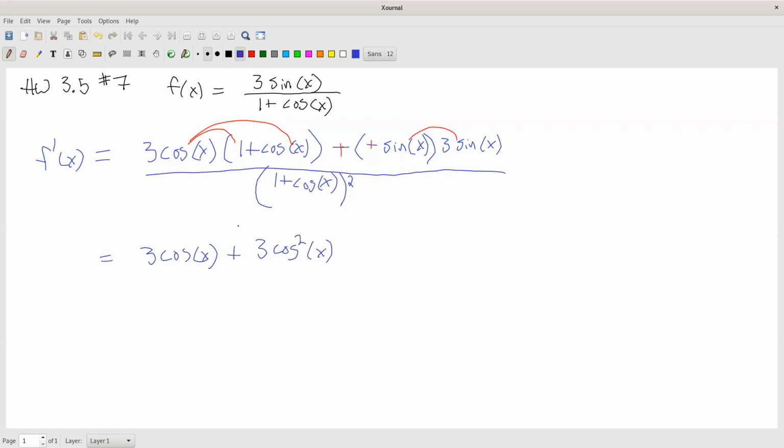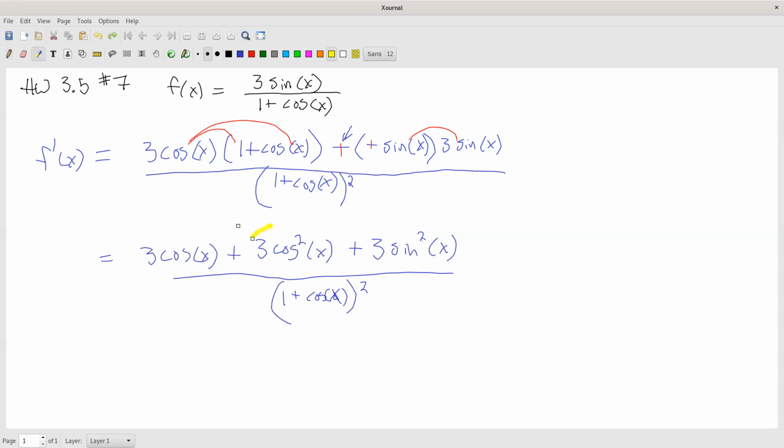And then we have a plus, here, sine times sine with the 3 hanging out. So that would be 3 sine squared of x, all divided by 1 plus cosine of x in parentheses, that's an x right there, squared. And, oh, this is lovely. Ooh, right here, I'm going to strike that out.